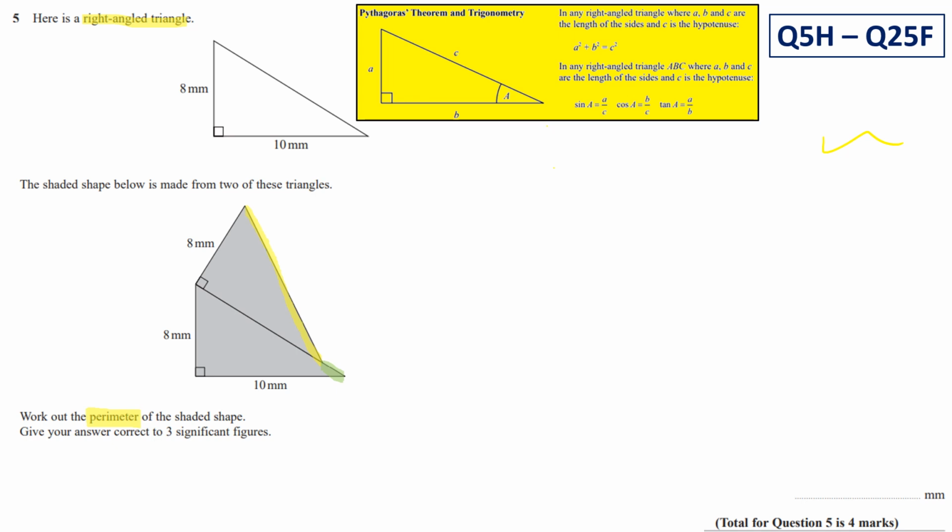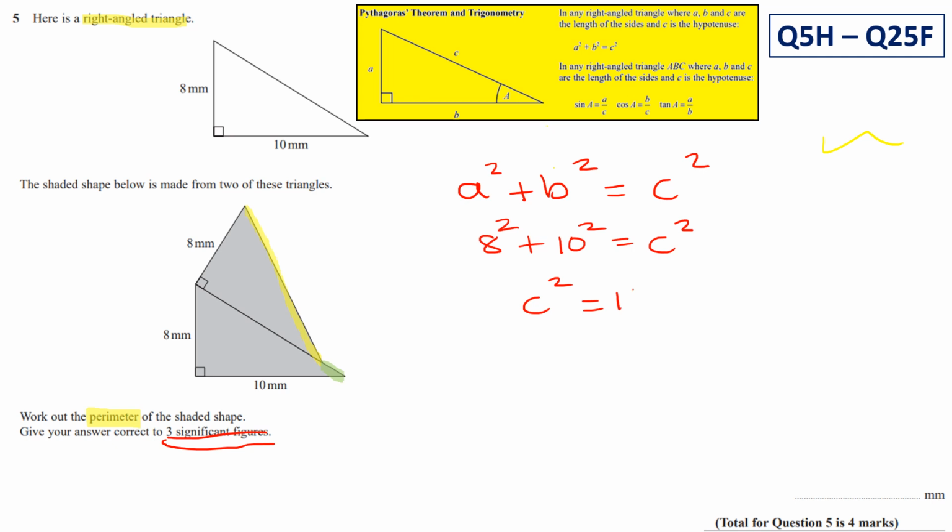Apologies, I've just been writing in white. So I'm going to use Pythagoras' theorem, which is a squared plus b squared equals c squared. I know that I'm giving the final answer to 3 significant figures. So in my calculations, I'm going to work to more than that throughout the course of it, and then I'm going to round my answer at the end. So I know that C is the hypotenuse, so 8 squared plus 10 squared equals C squared. So I have C squared is 164, and I'm going to do the square root of 164 to work out my value for C.